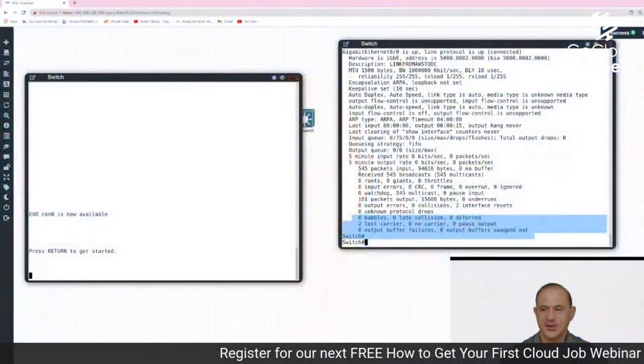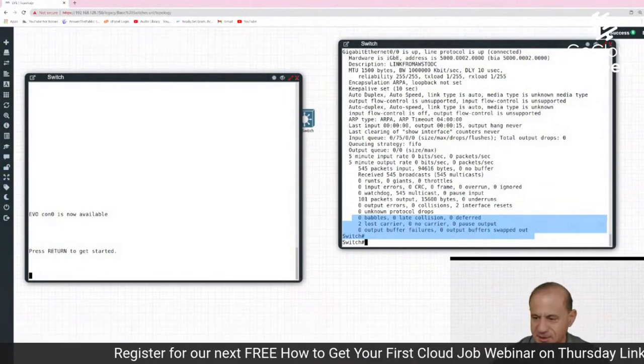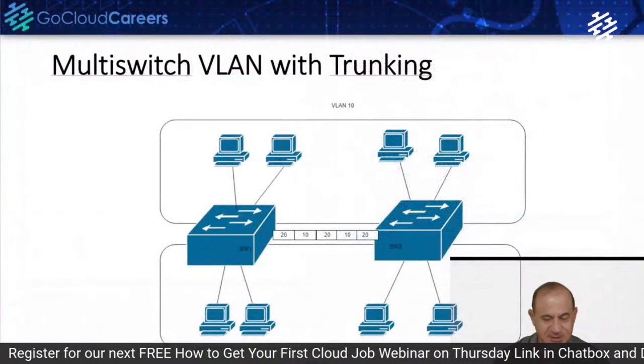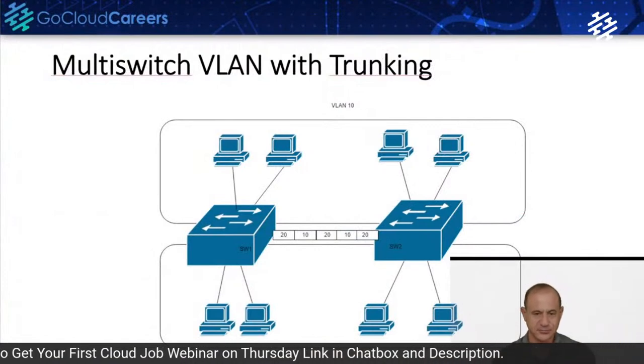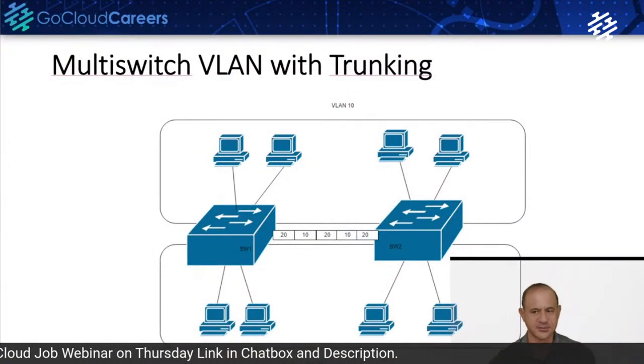So now let's talk about what's actually going on in this VLAN trunk. Let's have a little bit of fun with it. We're talking about some multi-switch configuration. Apologies, I've got too many windows open on my three monitors over here. It's a little bit challenging. So here's how that wire works.